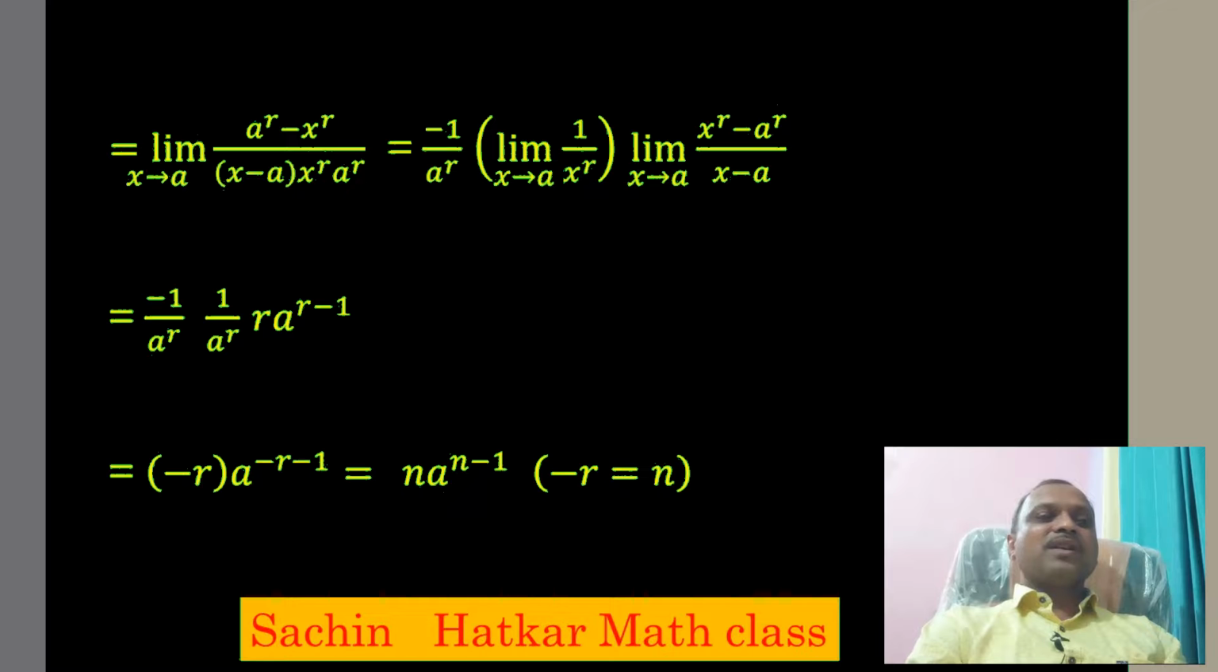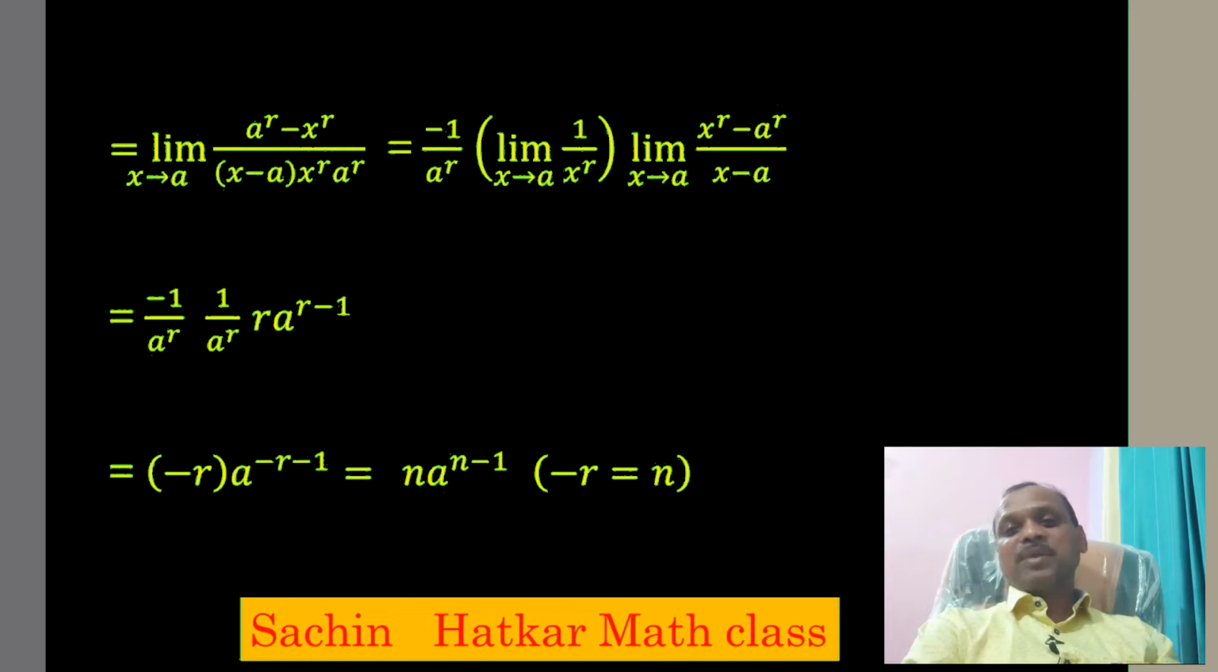So in the denominator you can see that this is 1 divided by a raised to 2r, and in the numerator we have a raised to r minus 1, and in the denominator we have a raised to 2r. So by applying the law of indices, this will be a raised to r minus 1 minus 2r. So this will be a raised to minus r minus 1. But friend, minus r is nothing but n, so this will be n into a raised to n minus 1.